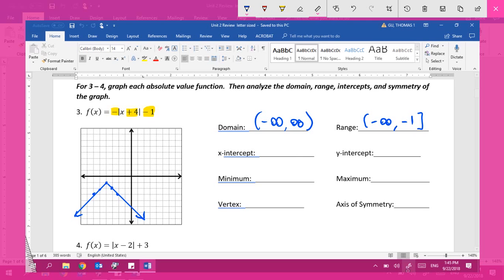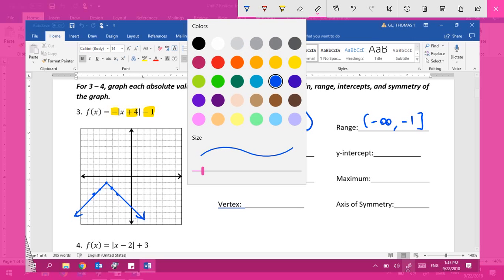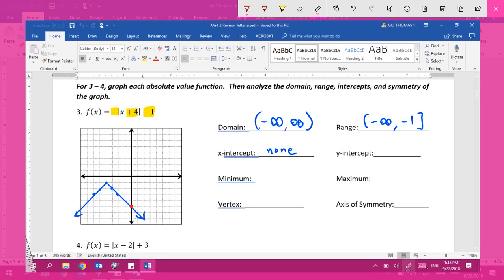Alright, for the x-intercepts, where are the points that this graph crosses the x-intercept? It doesn't, so there's none. What about the y-intercept? We can see the y-intercept is right here at 0, negative 5. Remember, y-intercept is a point, so 0, negative 5.